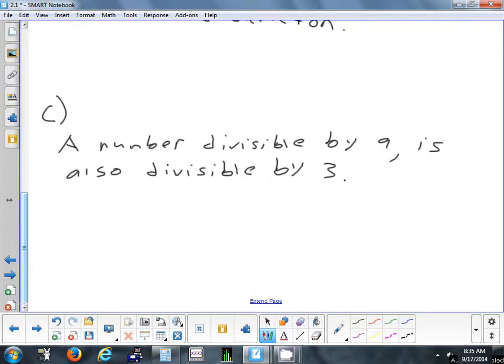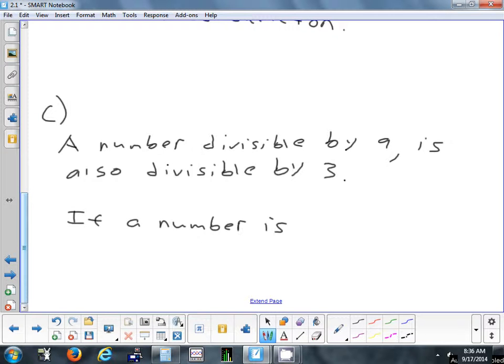And the last one. A number divisible by 9 is also divisible by 3. How would I write that in if-then form? A number divisible by 9 is also divisible by 3. Okay, I'm telling you, this is a true statement. So you have two ways you can think about it. If divisible by 9, then divisible by 3. Or if divisible by 3, then divisible by 9. Think about which one makes more sense. One of those is true, one of them isn't. Yeah? If a number is divisible by 9, then it is divisible by 3. Yes.